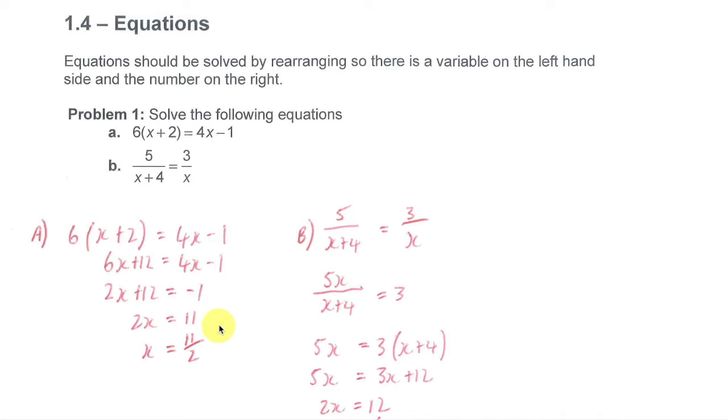And I'm going to subtract 12 from both sides. And so if I do that, I should have 2x equaling negative 13 here. Then divide both sides by 2, and x will equal negative 13 on 2. So that's the incorrect answer there for A. I apologise for that mistake.